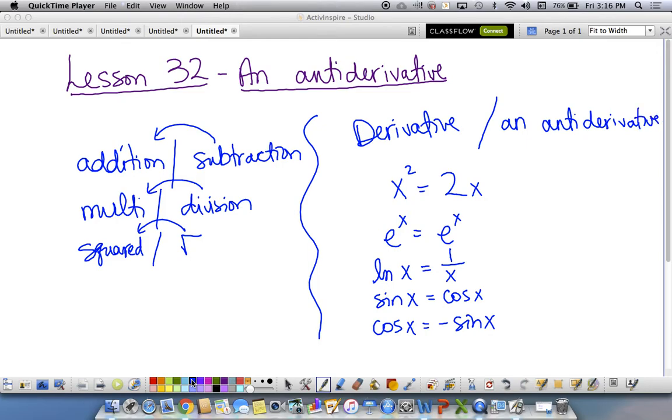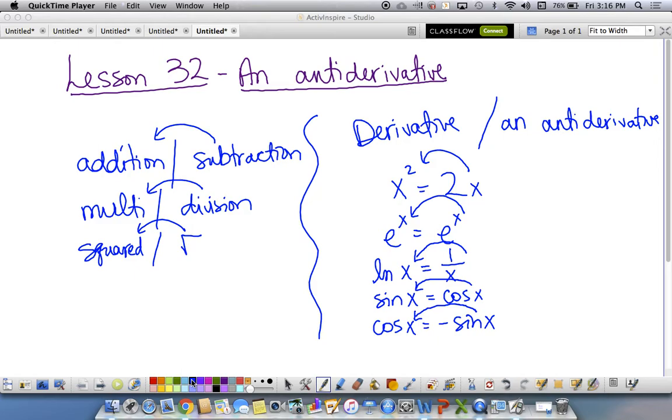If I give you 2x, what's the antiderivative? X squared. What about e to the x? E to the x. What about 1 over x? Natural log x. What's the antiderivative of cosine x? It would be sine x. What's the antiderivative of sine x? It would be cosine x. So we're just going the opposite direction.